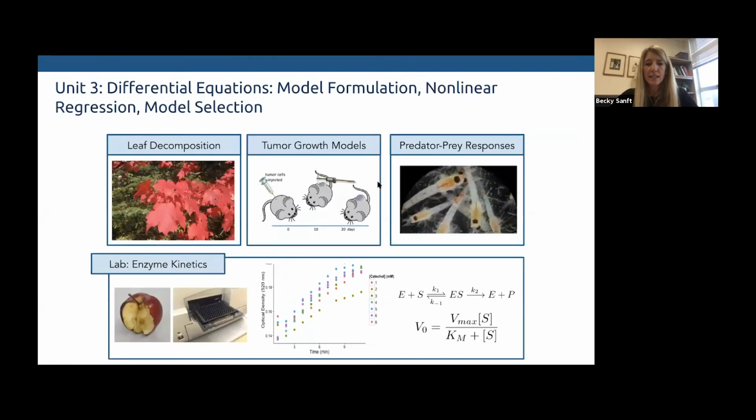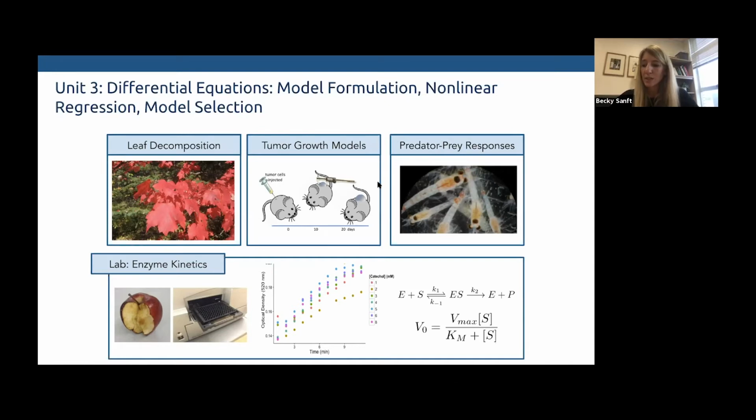And then the case studies for this unit, we have 3 again and a lab. So we have data on leaf decomposition for different tree species and for low and high nitrogen treatments. And they're also comparing models in this case, so it's a model selection question as well. Tumor growth models: we look at tumor volume data, and they look at 4 different possible models for this, and they're testing both their descriptive power and their predictive power in that case.